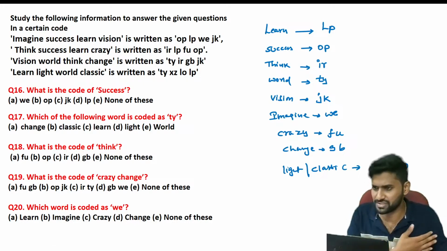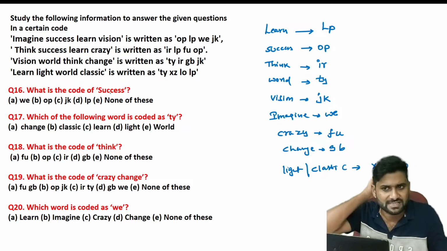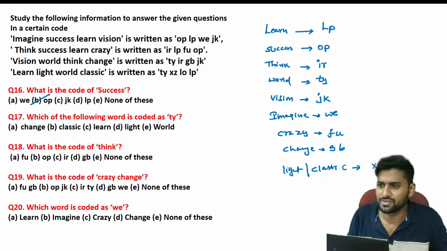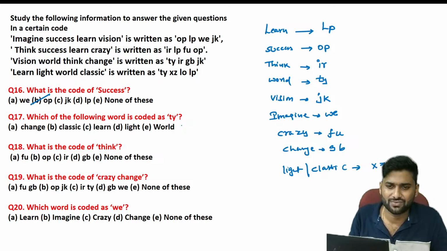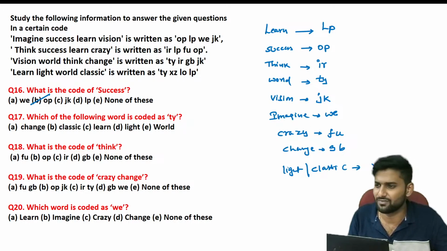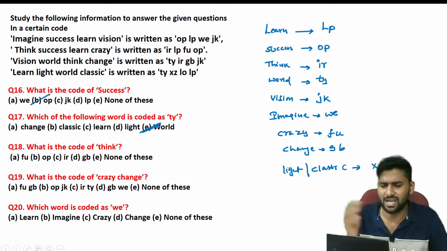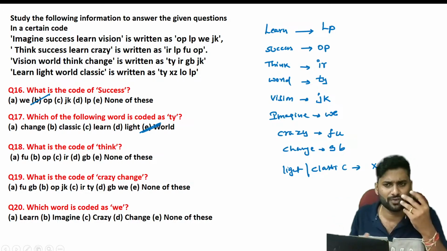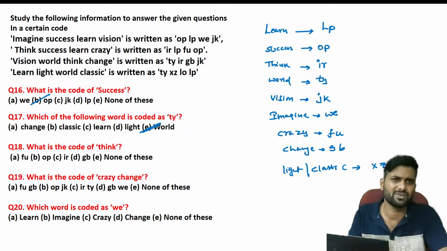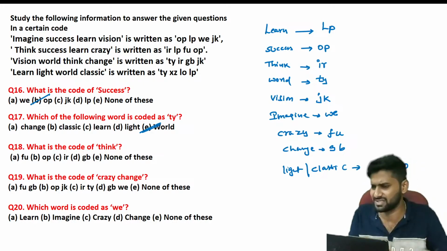Now go through the questions here. What is the code language for success? Which of the following is code for TY? So what is the answer for TY here? It's world. You can choose your options. You are done with this entire question set. After you compare all these words and get the code language for each and every word, you can finish the entire information in less than a minute.